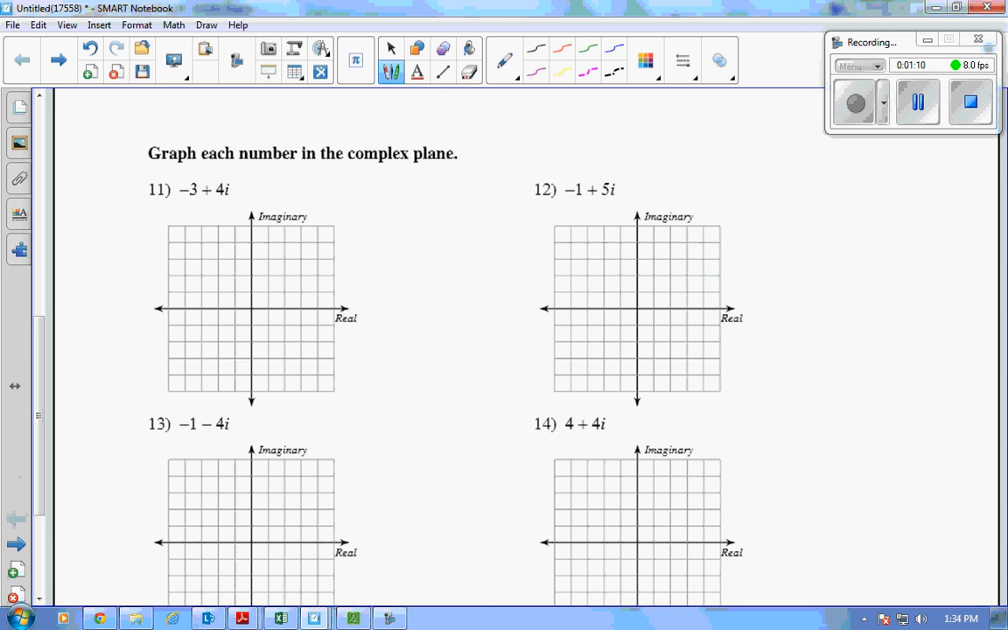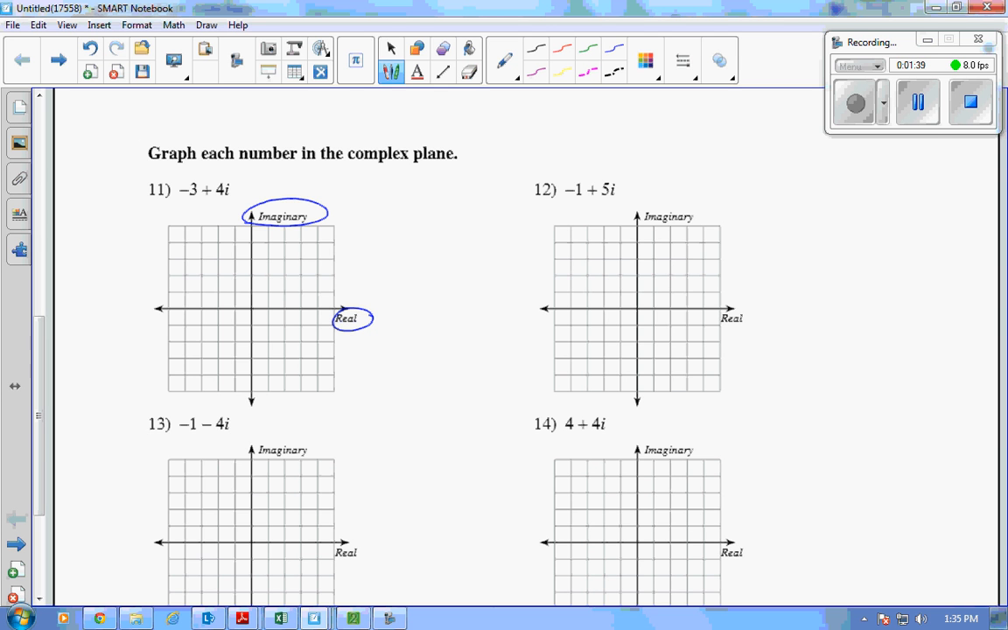It just says graph each number on the coordinate plane. Negative 3 plus 4i. It's very similar to graphing a point, negative 3 comma 4, but it's a complex number. So we have two different axes. The horizontal axis is the real axis. The vertical axis is the imaginary axis. Who thinks they can tell me how to graph negative 3 plus 4i?